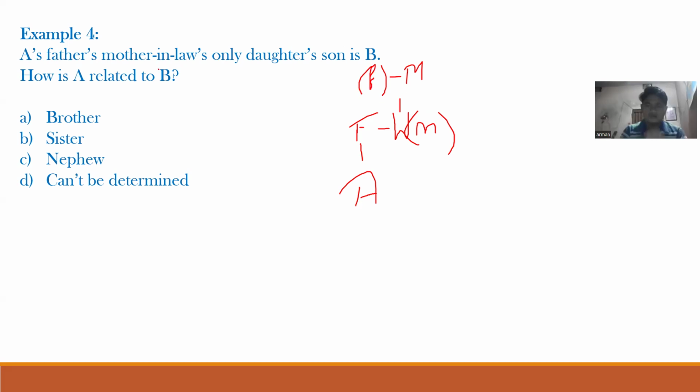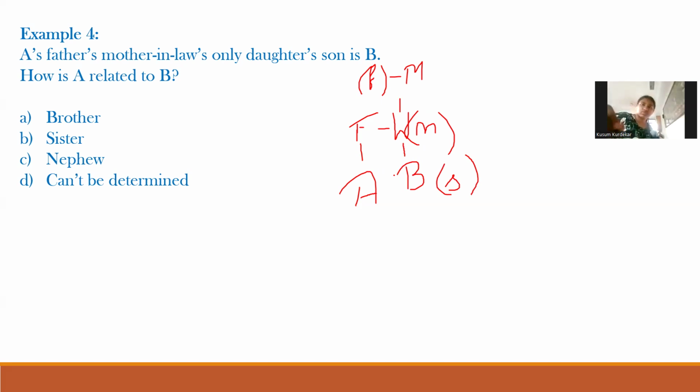Okay. A's father's mother-in-law's only daughter. Mother-in-law has only one daughter, and that is none other than W. That is the wife of father. Yes, correct. That is mother. And only daughter's son. So they have a son. Okay, that is B. B is a brother, a son. Right. Okay. So how is A related to B? Brother, yes. Brother, ma'am.